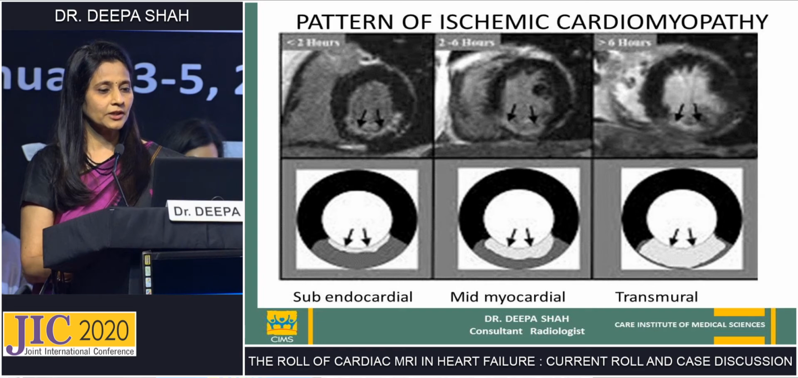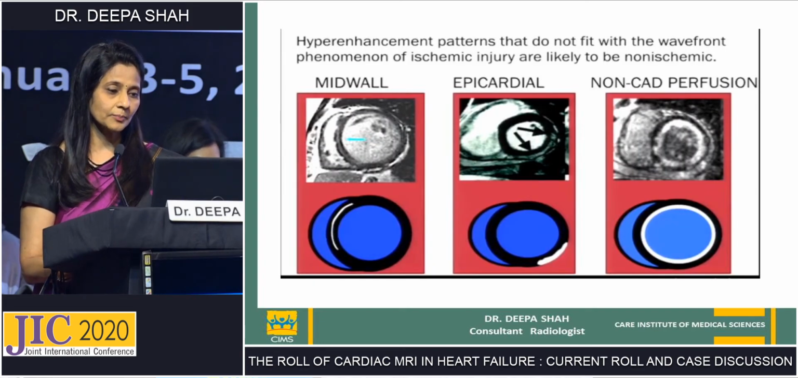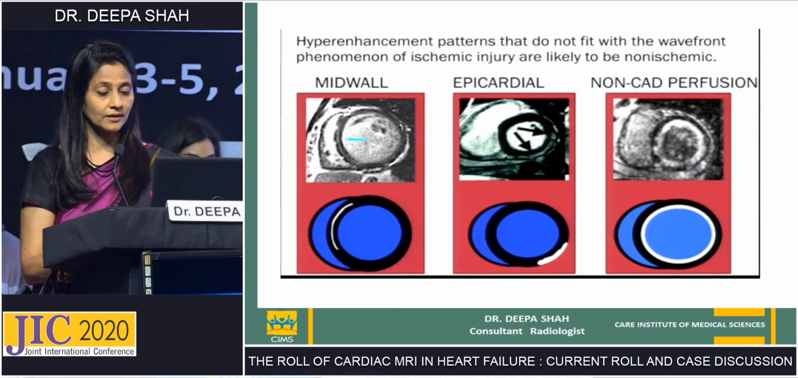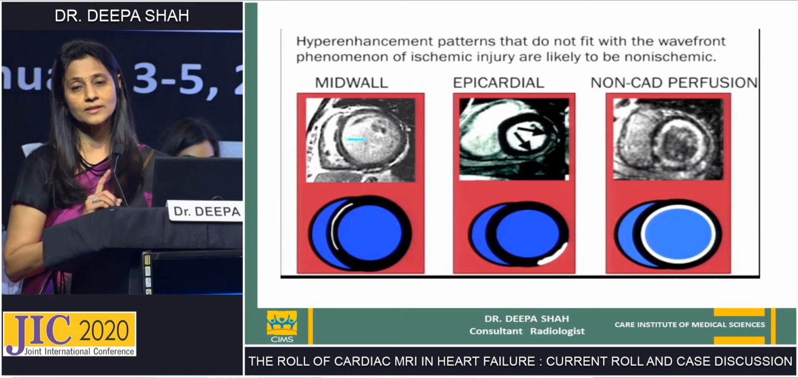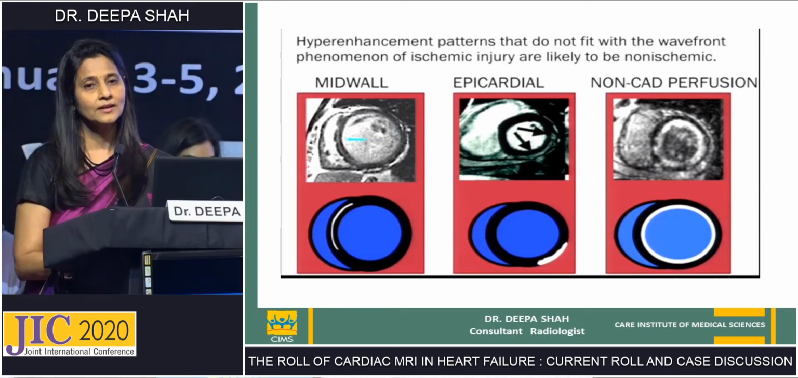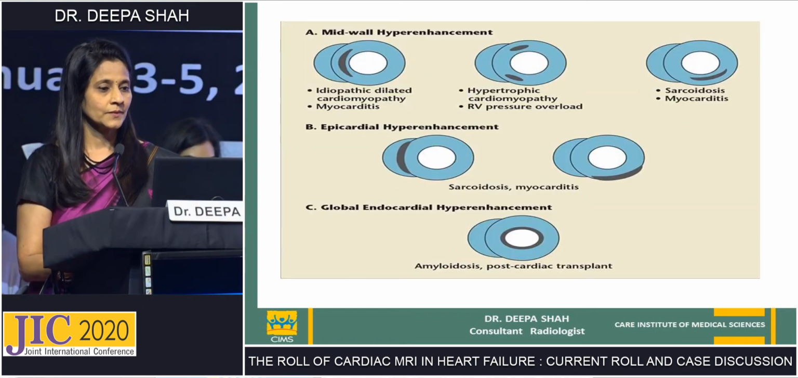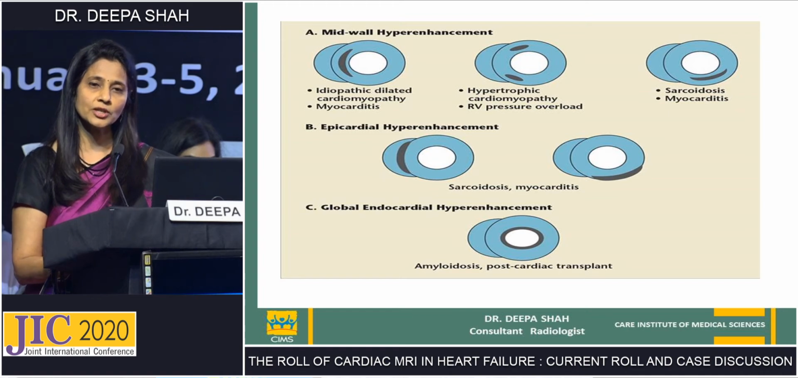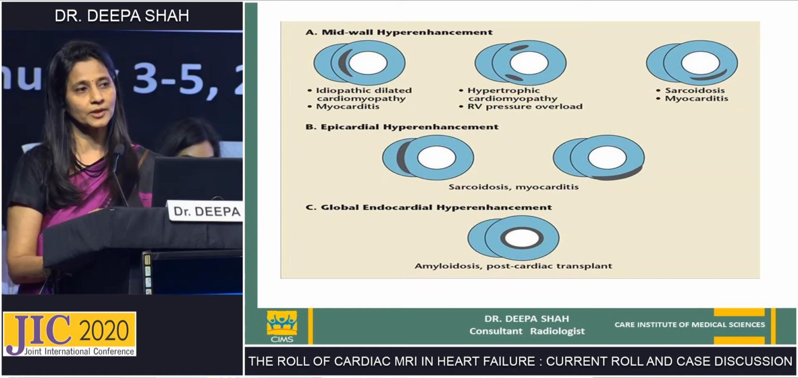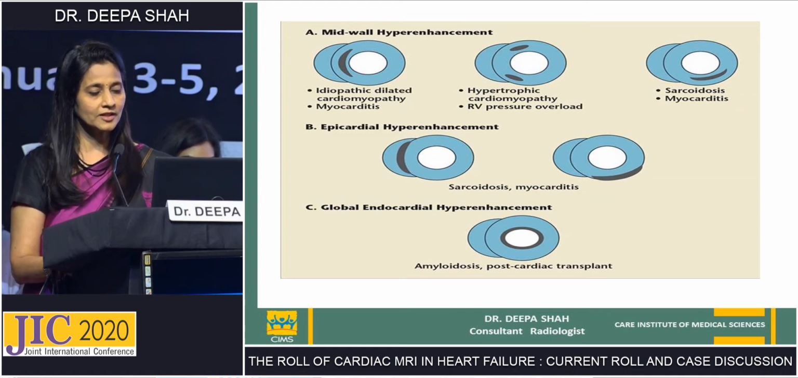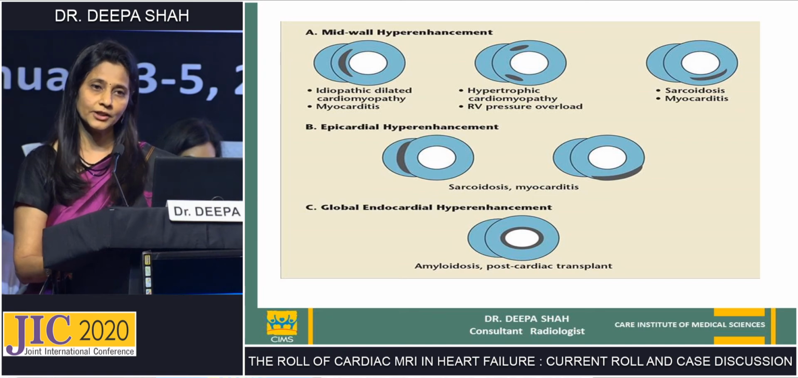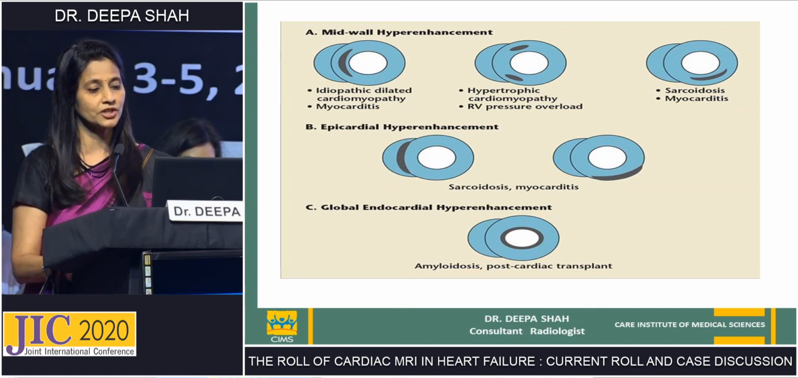We've already seen the pattern of hyperenhancement in ischemic heart disease. But what if we see a pattern of hyperenhancement that is mid-myocardial, subepicardial, or global subendocardial like this? That is the clue that this is not coronary artery disease and is something else. So in settings of non-ischemic etiology, we should look at the pattern of hyperenhancement, and that will give us the clue to identify the etiology. And depending upon the etiology, the management and prognosis of the patient will be different.